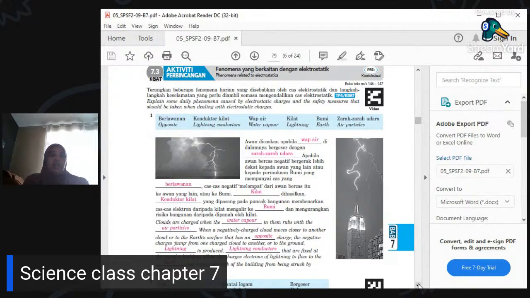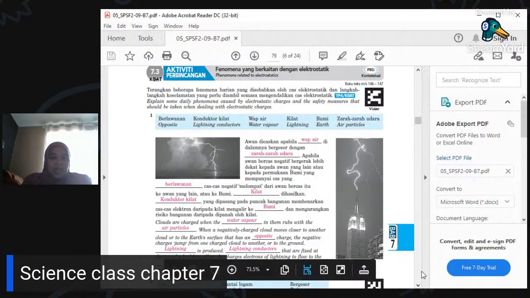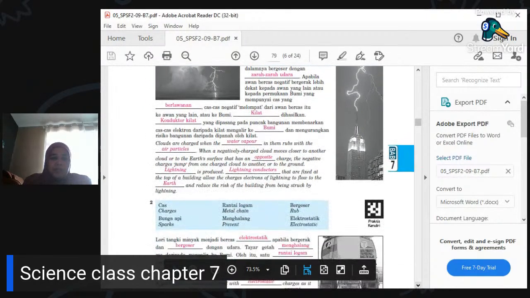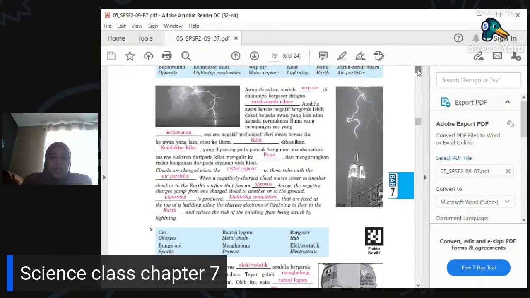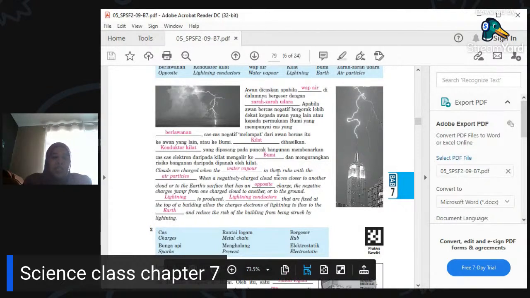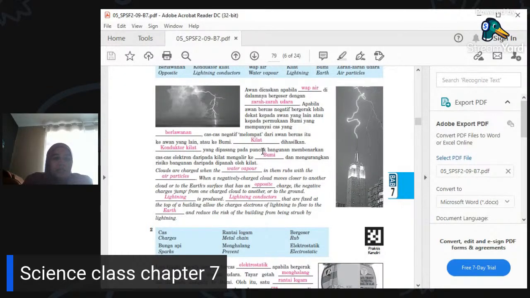Phenomena related to electrostatics. You see here, this is the thing I'm telling you about. It will attract the lightning, and then it will flow to the ground. This is a lightning conductor.